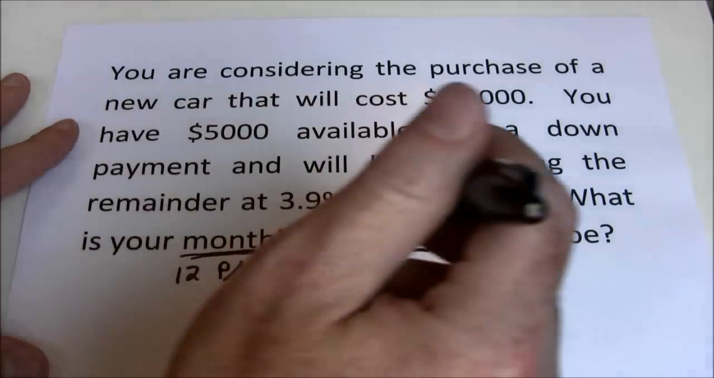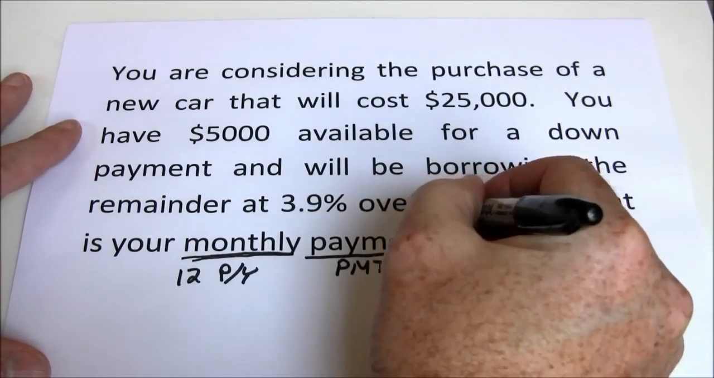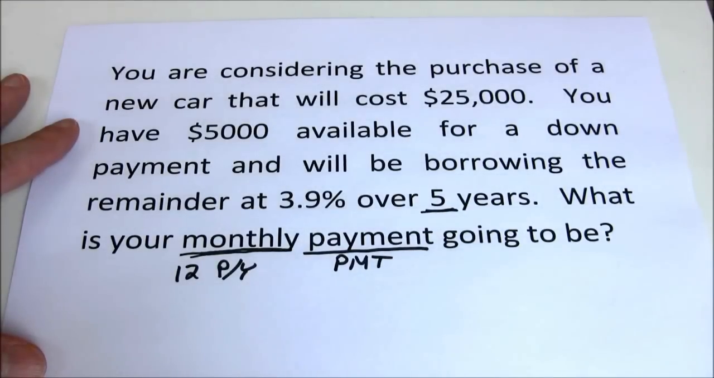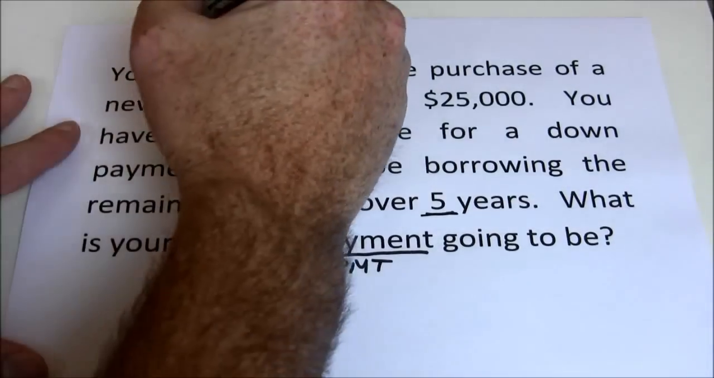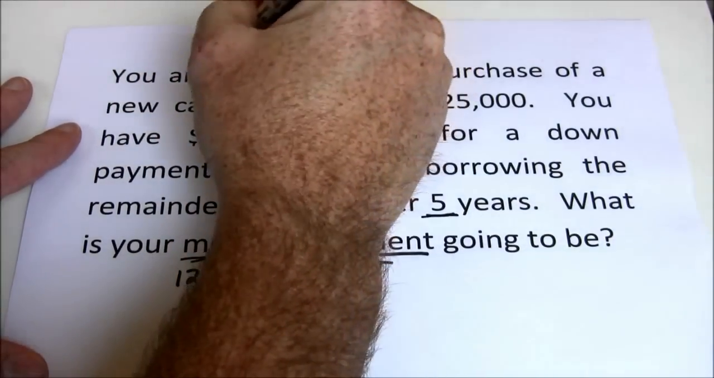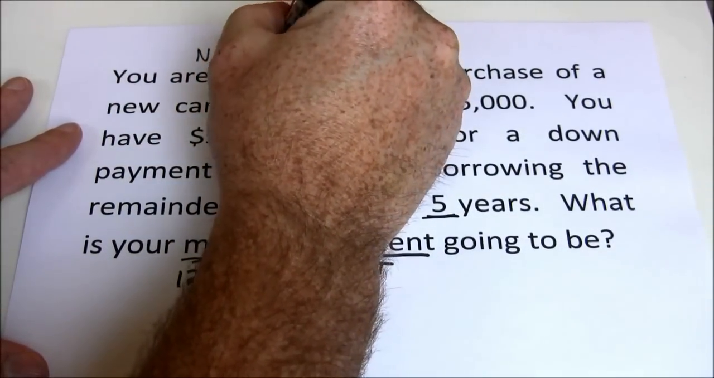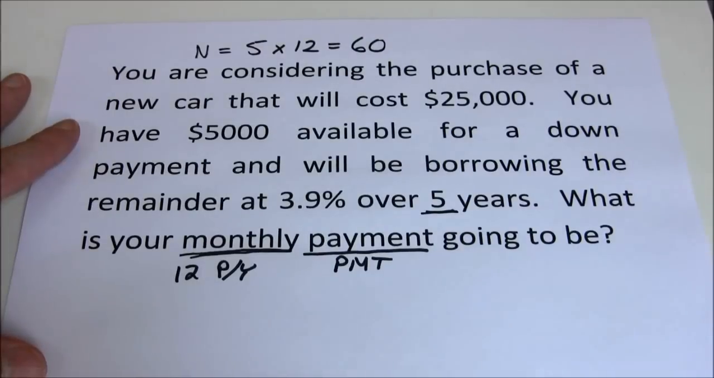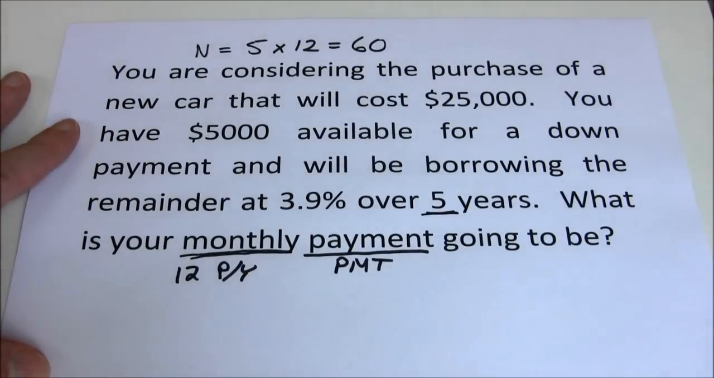Another thing we want to be careful about is this 5 years. Before, N has always been just the number of years, but really it's the number of periods. It was number of years because we're using one period per year. But now we've got 12 periods per year, so our N is going to be 5 times 12, or 60. We're going to have 60 periods now for this loan.